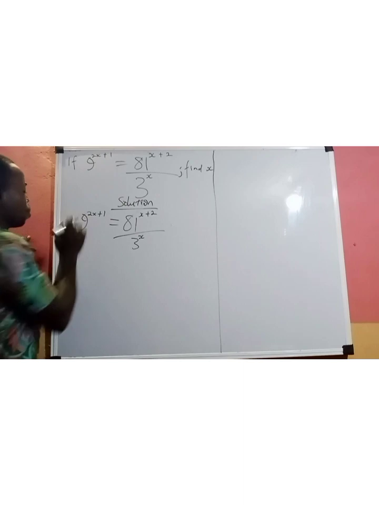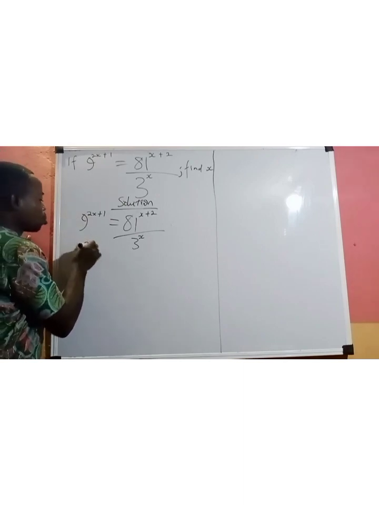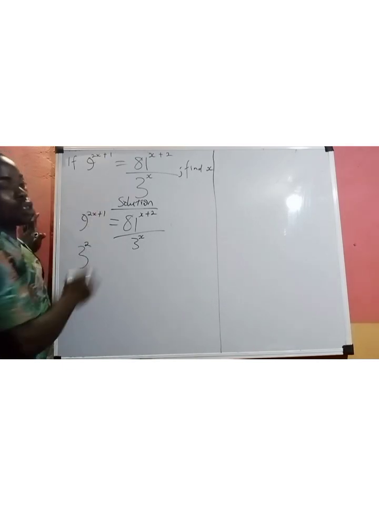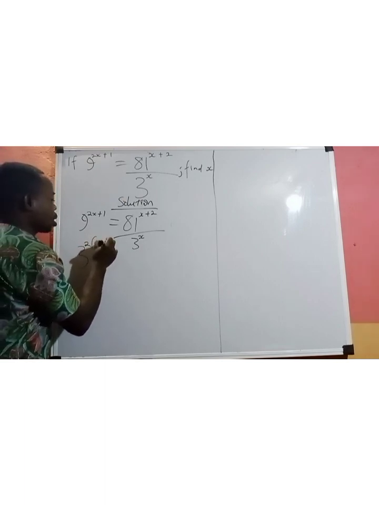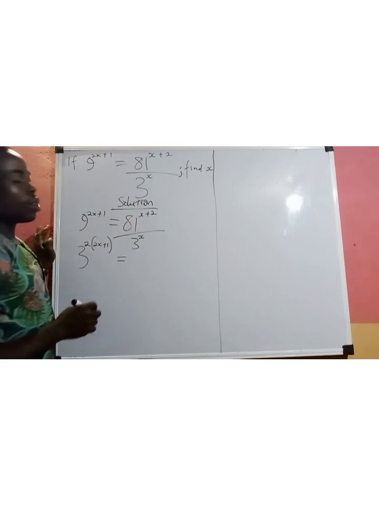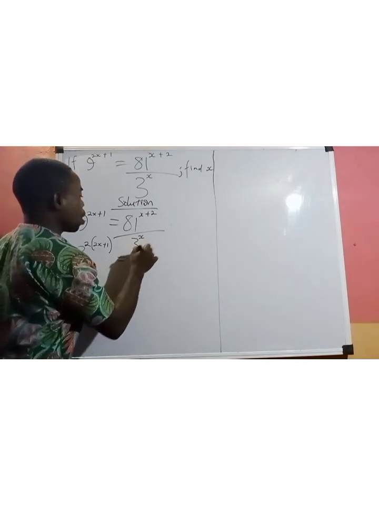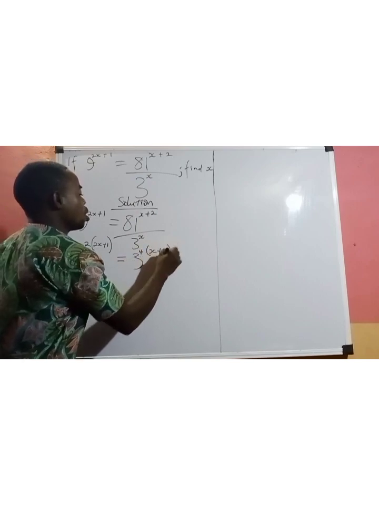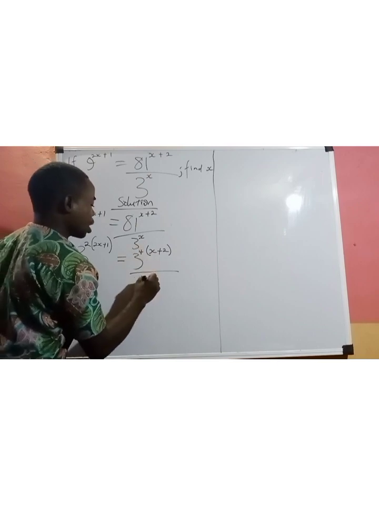Now if we look at this 9 right here, we can actually write 9 as 3 raised to the power 2. But don't forget, this 9 is already raised to the power 2x plus 1. So we are just going to put that in brackets. Then it is equal to 81, which can be written as 3 raised to the power 4. So I'm just going to do that, 3 raised to the power 4, and then in brackets what we have right there, and of course it's divided by 3 raised to the power x right here.